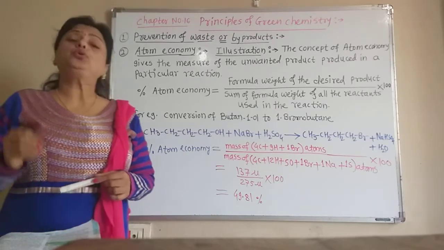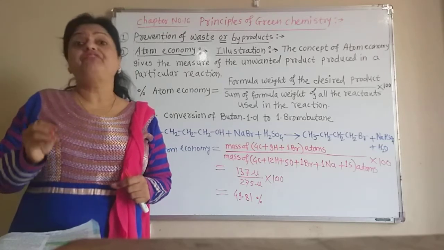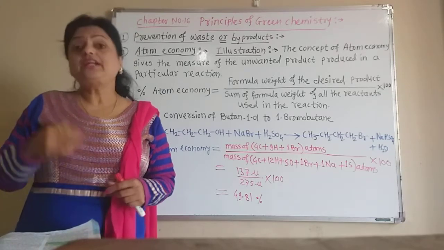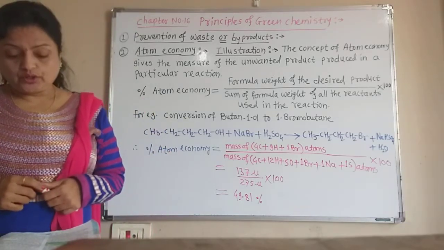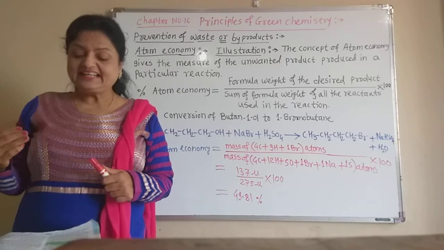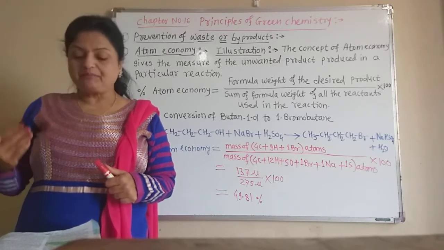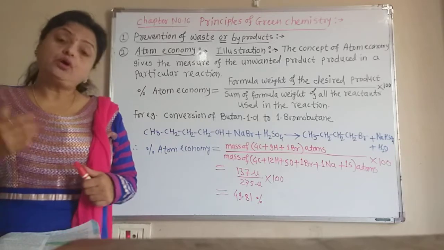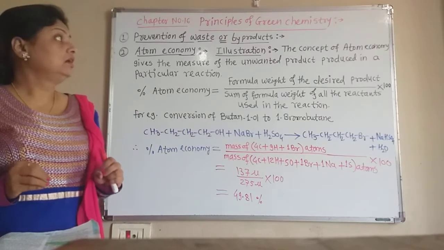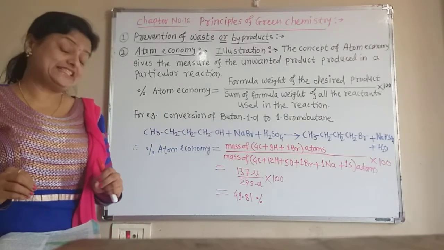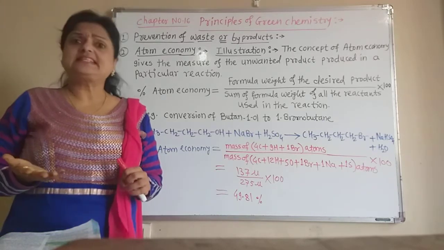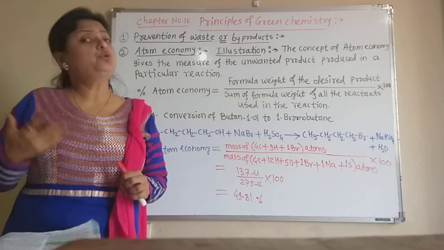That means we have not to prepare waste products or byproducts which are not required, in the maximum amount. Then how can we prevent that? We have to give priority to the prevention of waste rather than cleaning up and treating waste after it has been created. We have to prevent the manufacture or synthesis of the waste product rather than cleaning it. If we do not synthesize the waste material, we do not have to clean it.